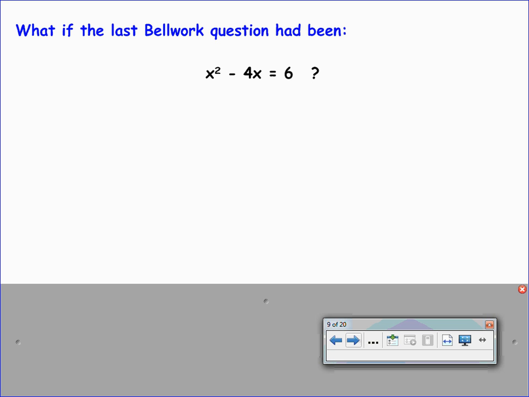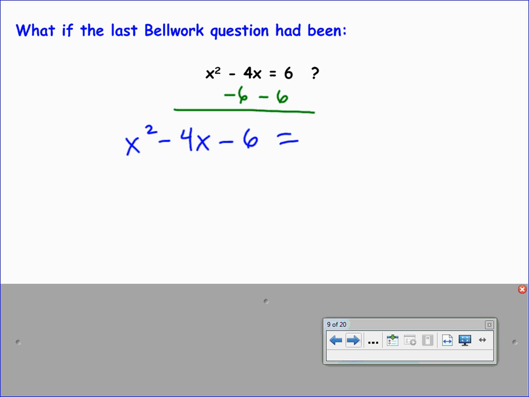Could we solve by factoring? Well, let's try. We've got an x squared and an x term mixed. My first step to solve by factoring is add or subtract everything to one side, standard form set equal to 0, and then try to factor. So I'll subtract the 6 over in order to rearrange this and see if we can solve by factoring. So I get x squared minus 4x minus 6 equals 0. I know that 6 is not a perfect square number, so it won't be a special pattern.